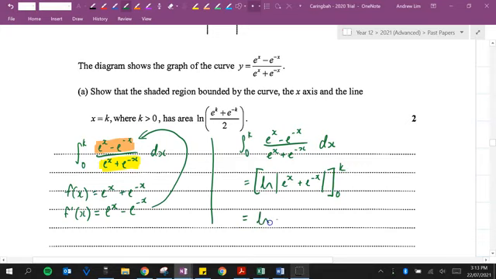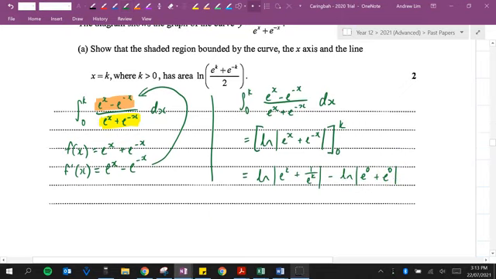We've got ln of the absolute value of e to the k plus 1 over e to the k, minus the ln of the absolute value of e to the power 0 plus e to the negative 0, it's just e to the 0. Okay, so what's that equal to? ln of e to the k plus e to the negative k minus ln of 2.